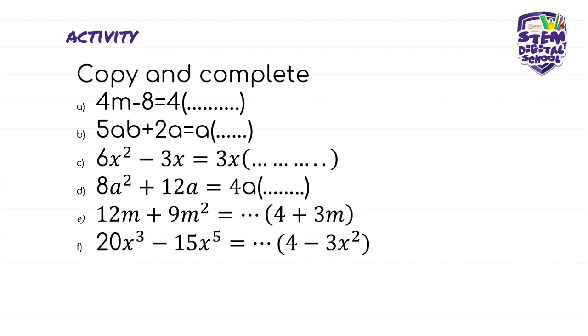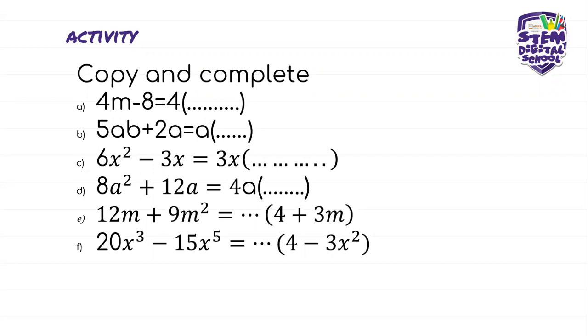And then 8a squared plus 12a is equal to 4. You can also tell there that 4a is the common factor. If you take out 4a, in the first instance, you'll be left with 2a, and then the other one you'll be left with just 3.